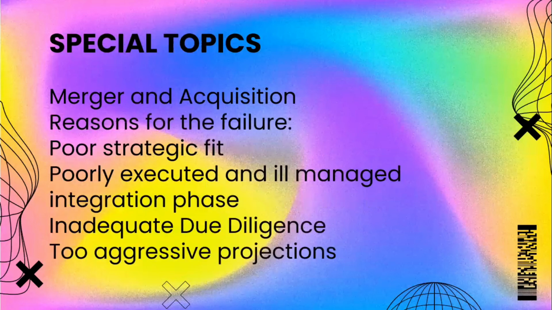Now, what are the reasons for the failure? Of course, poor strategic fit. Possibly they were not able to really review or went through a tedious diligence process. So poorly executed and ill managed. I think that's also one of the many reasons why an M&A doesn't really work. Inadequate due diligence, like I said, and then too aggressive projections.